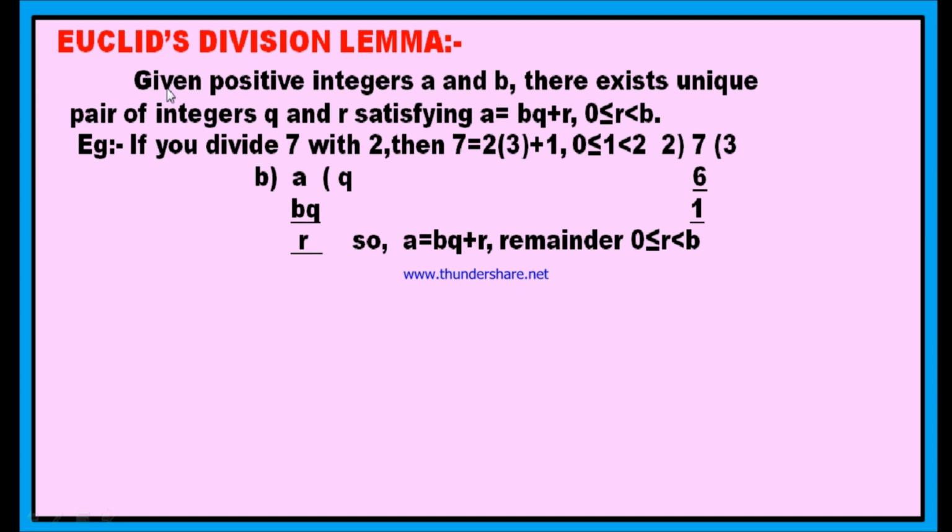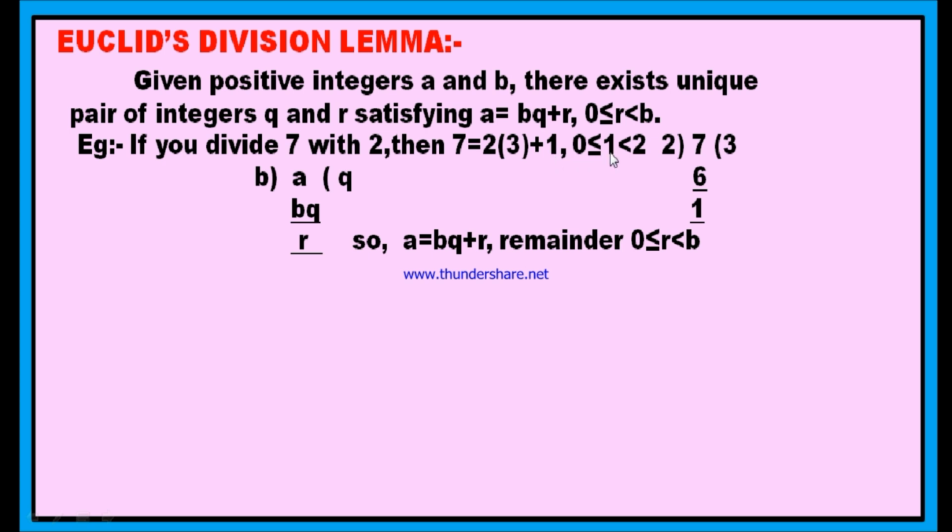You see, the statement is, given positive integers a and b, then there exists a unique pair of integers q and r satisfying that a is equal to bq plus r, where r is greater than or equal to 0 but less than b. How can you understand this? By taking 7 and 2. If you divide 7 with 2, 2 goes in 7 three times, 3 twos are 6, and the remainder is 1. Therefore, you can write 7 as 2 times 3 plus 1.